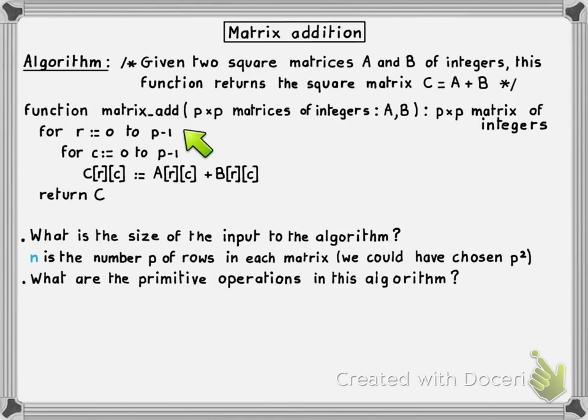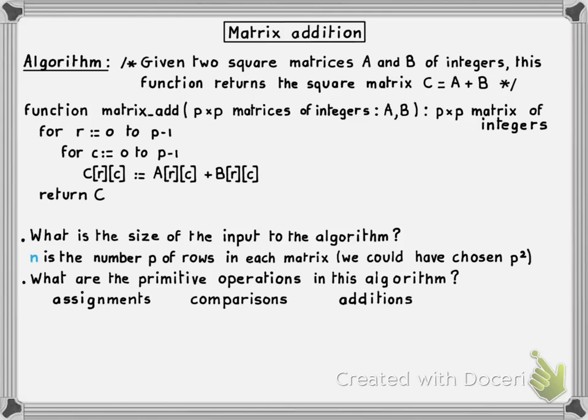In the first for loop, we have an assignment statement. We have a comparison as well. Remember, R must be compared to P minus 1 every time through the loop. And of course, we have an addition. Since we have to increment R by 1, we also have an addition in this for loop, and we also have an addition in the body of the inner loop. So these are the three possible primitive operations we could count.